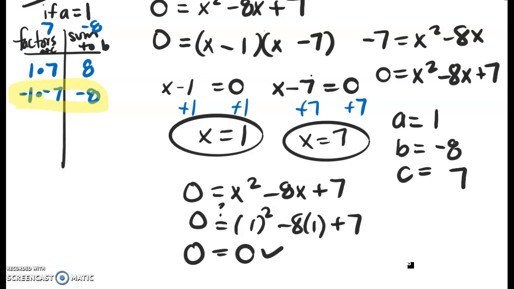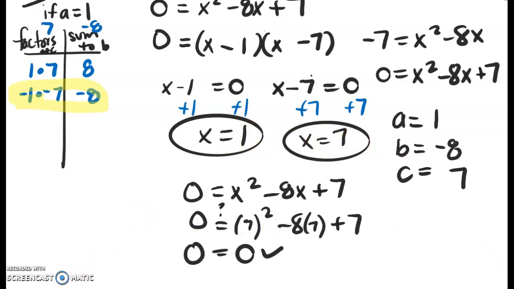And then I do the same thing for 7. I would erase this, and I'd put in 7. 7 squared is 49. 49 minus 56 is -7, plus 7 is 0. So it does work, and so those are my two answers. If I was to graph this, I would see that it crosses the x-axis in two places, 1 and 7. So that's how we solve with factoring.